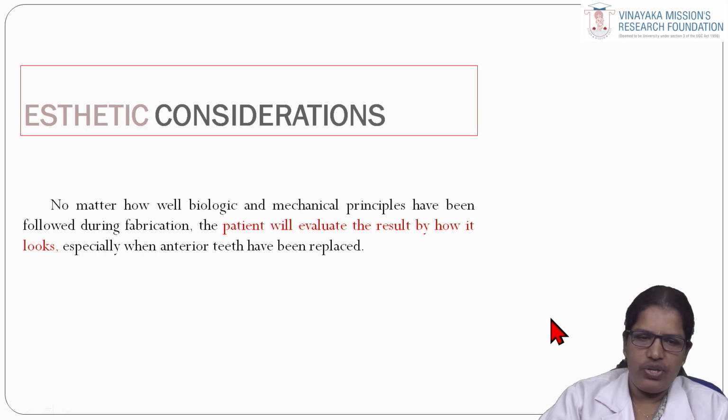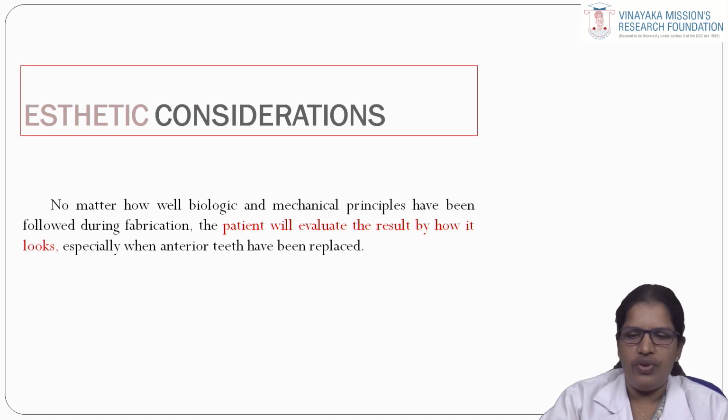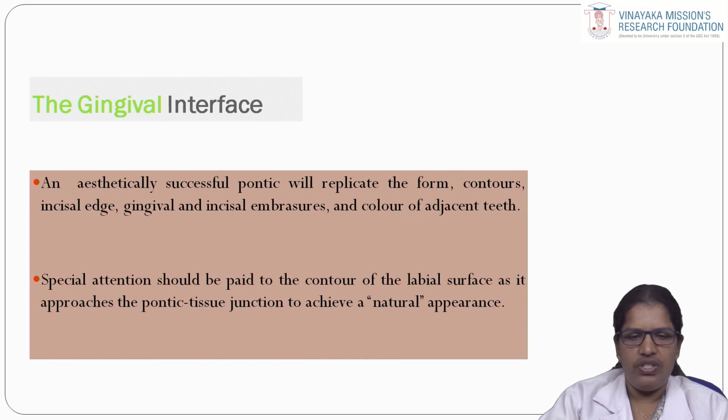Coming to the aesthetic consideration, no matter how well biological and mechanical principles have been followed during fabrication, the aesthetics are also important. The patient will evaluate the result by how it looks, especially when the anterior teeth have to be replaced. The gingival interface of an aesthetically successful Pontic will replicate the form, contours, incisal edge, gingival and incisal embrasures and color of the adjacent teeth. Special attention should be paid to the contour of the labial surface as it approaches the Pontic tissue junction to achieve a natural appearance.